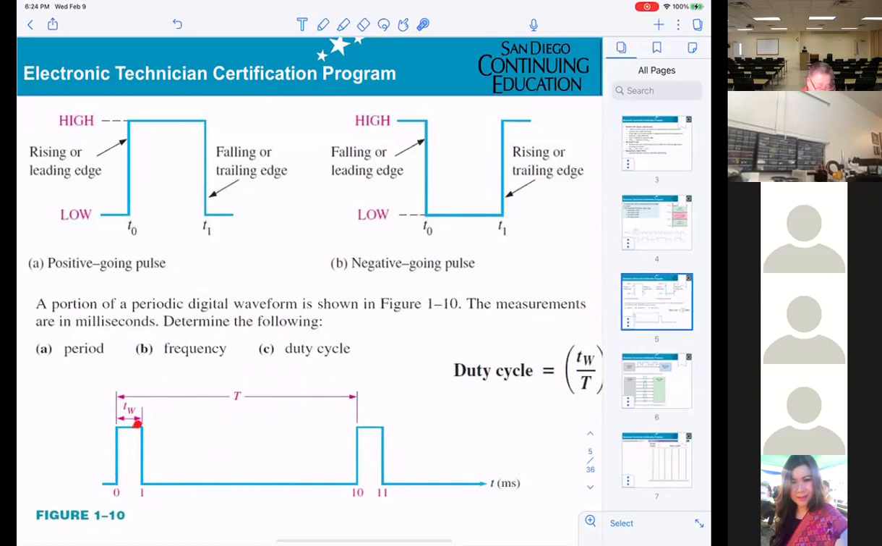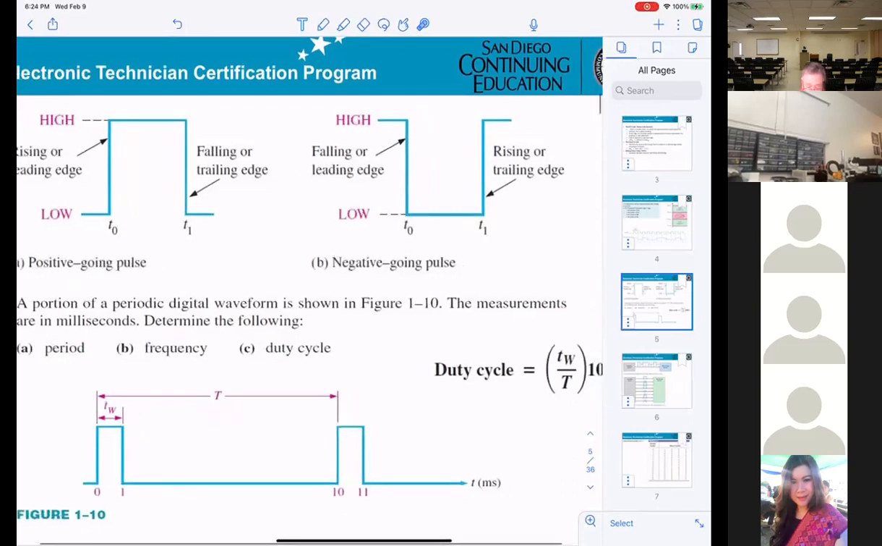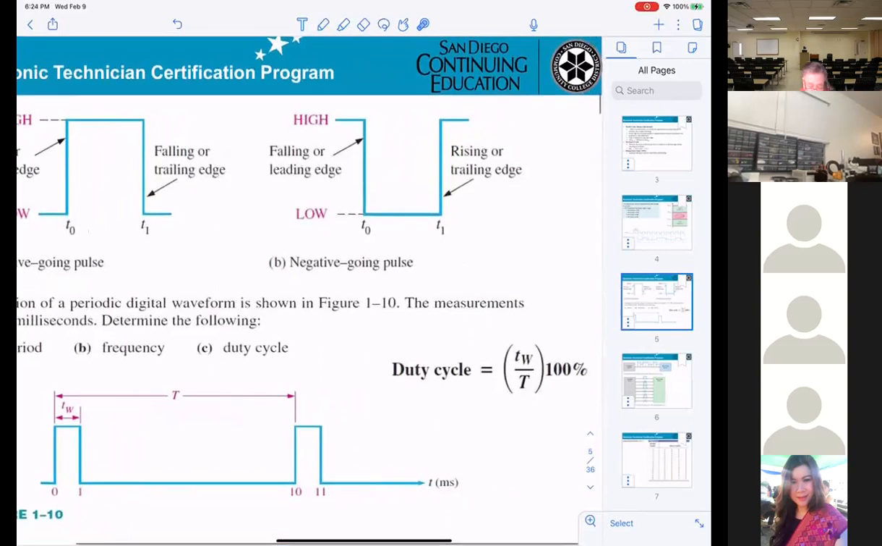And it goes up and stays high for a while here. That's what they call tW. Okay, that means the width. And also this is the width in here. In order to calculate the duty cycle, you take tW divided by T and times 100%.